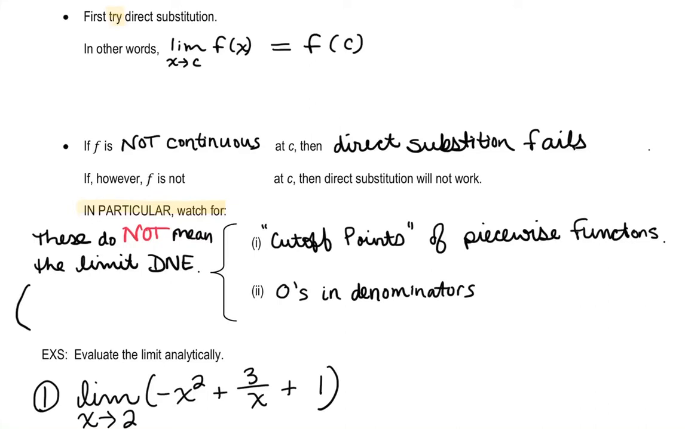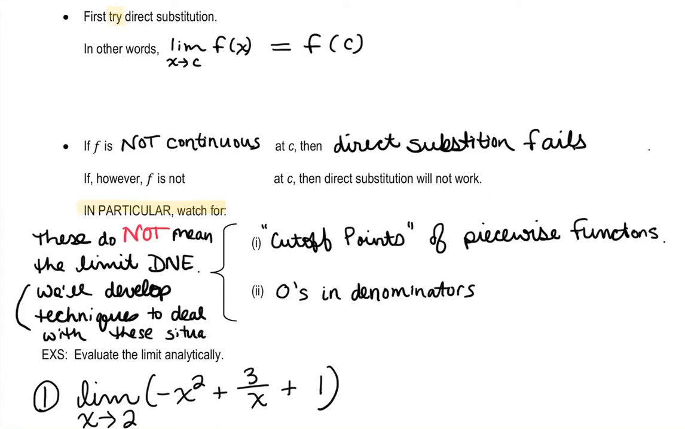So I'll just put in parentheses here, we're going to develop, in these next set of examples here, techniques to deal with these situations. So these situations being these cutoff points of piecewise functions and then zeros in denominators. Okay, so let's take a look at our first example.